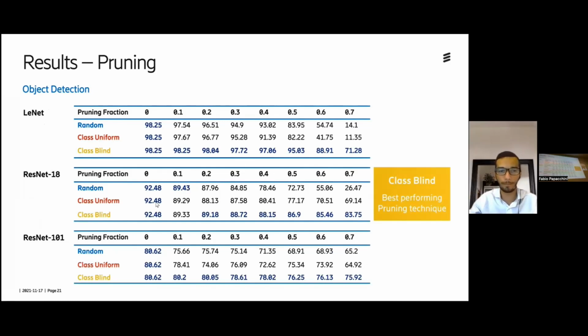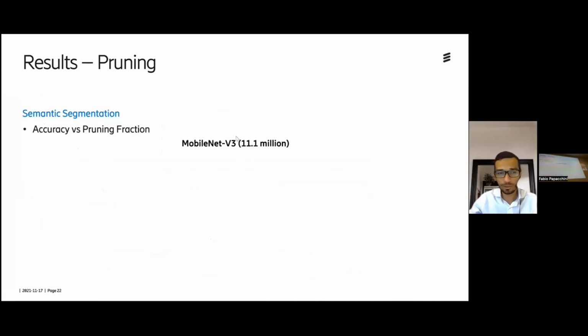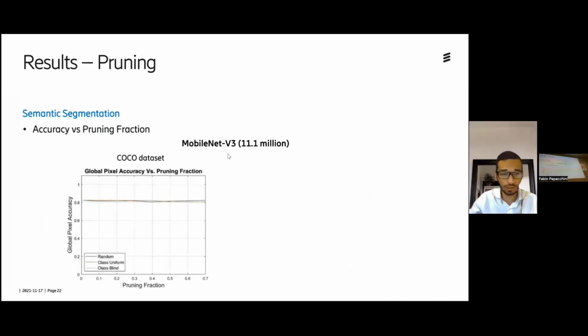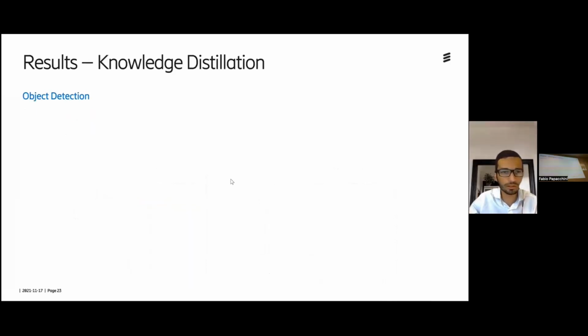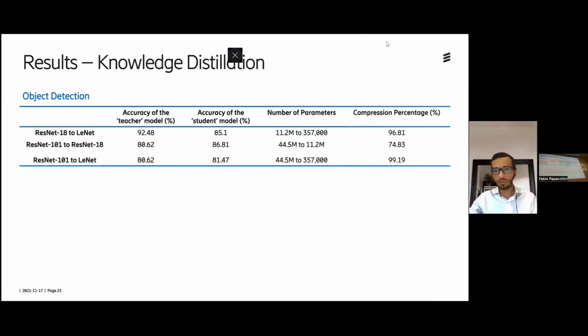the upcoming experiments. And for the semantic segmentation, we had an interesting result: no matter what pruning fraction we applied at MobileNet v3 for 2 datasets, COCO and VOC, we had pretty much a steady result without any significant accuracy drop. So we decided to add it as future work and do some further investigation. And now moving on to the knowledge distillation experiment.